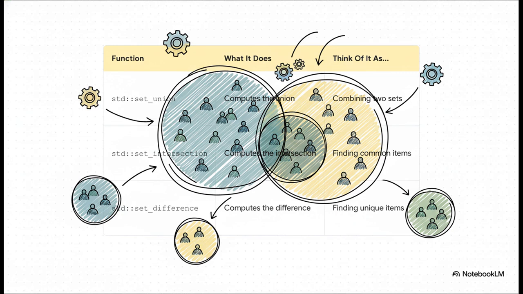Okay, next up are set operations. Now, there's one really important rule here. Both of your collections have to be sorted first. If they are, you can do some really powerful stuff. Imagine you have two sorted lists of user IDs. With one call to std::set_intersection, you can instantly find out which users are in both lists. Or use std::set_union to get a combined list of all unique users. It turns these complex ideas into a single, easy-to-read line of code.